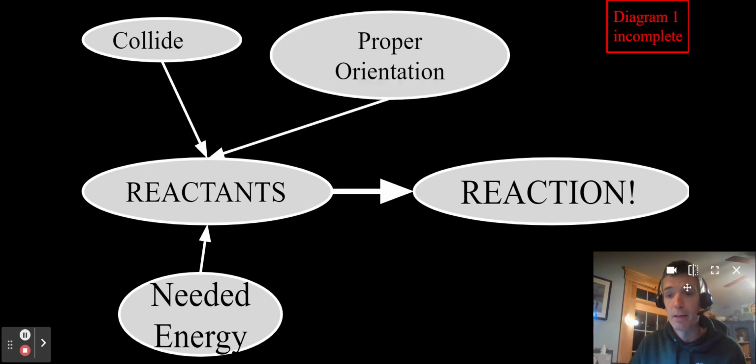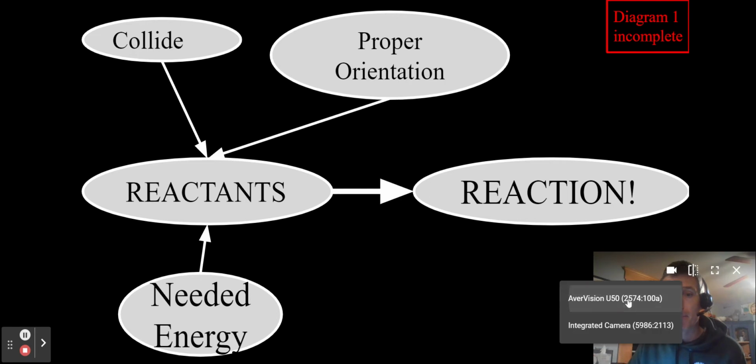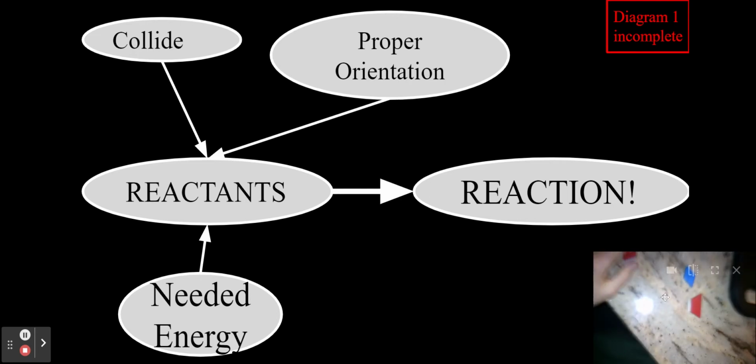If you look at these two objects, they may hit and not react. They may hit and be oriented wrong, and they may just not hit. So you need all three of them at once for them to react.